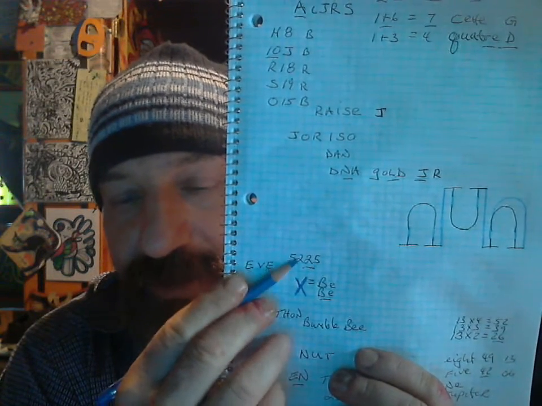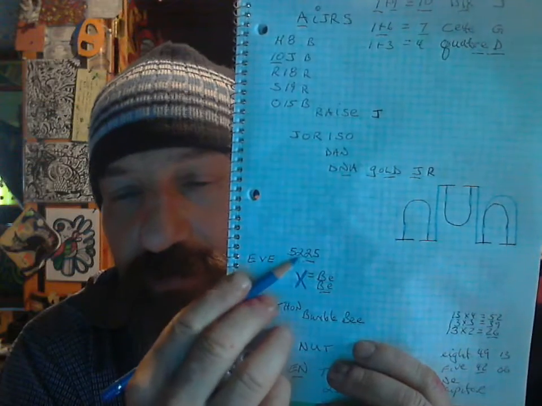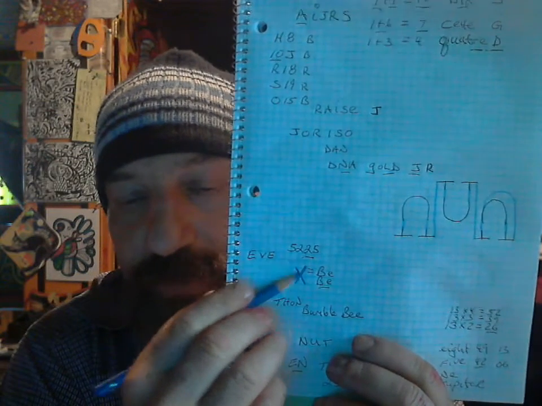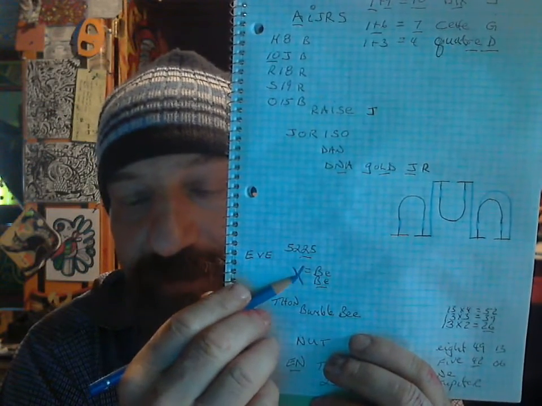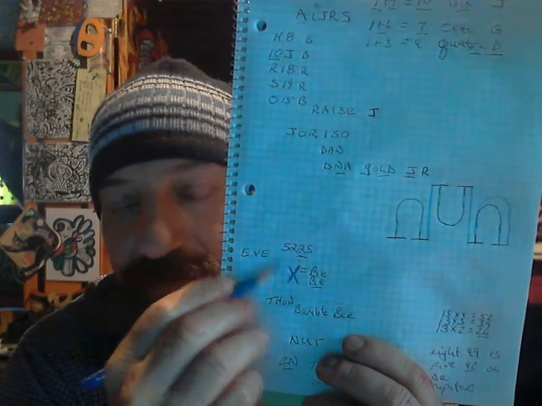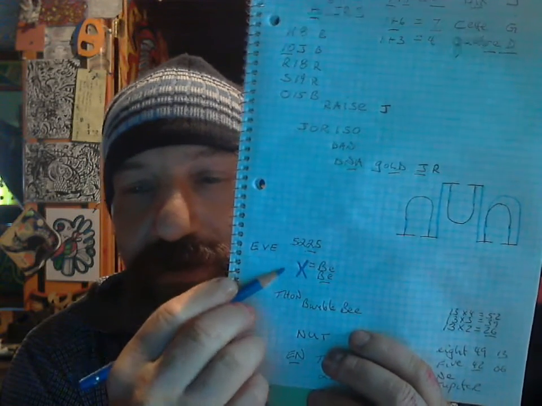V is the 22nd letter. X is the 24th letter. Grover Cleveland, 24th and 22nd president. X and V, 46, equaling DC creation.